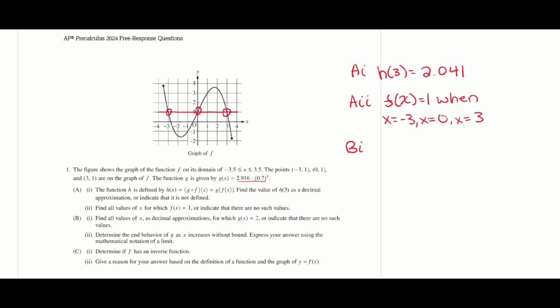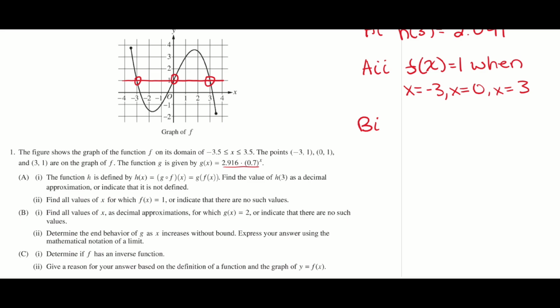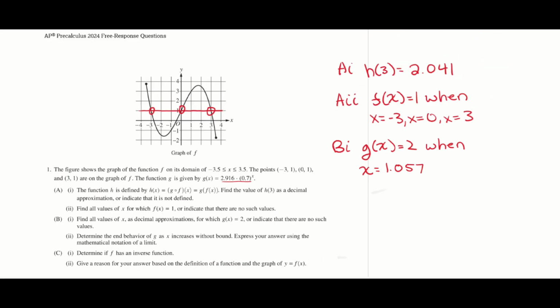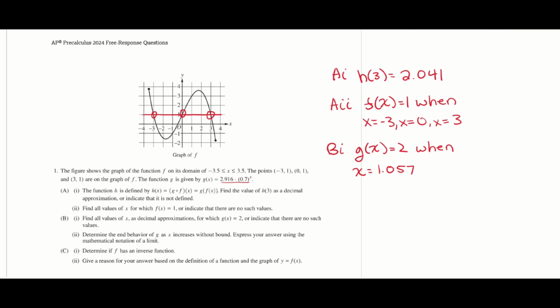Okay, B part 1. All values of x as decimal approximations for which g of x is equal to 2. For this question, we have to plug it into our calculator. So we plug in the g of x function, and then we do y equals 2, and then we use our graphing calculator to find where it intersects, and that would be at 1.057. So g of x is equal to 2 when x is equal to 1.057. And remember, College Board wants you to always round to 3 decimal places, so make sure you are doing that. No more than 3, no less than 3.